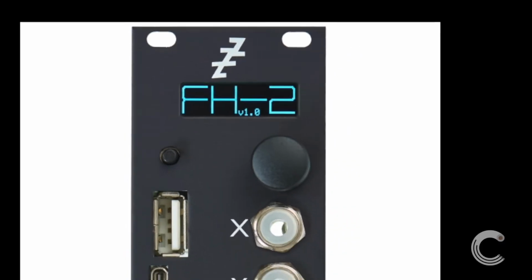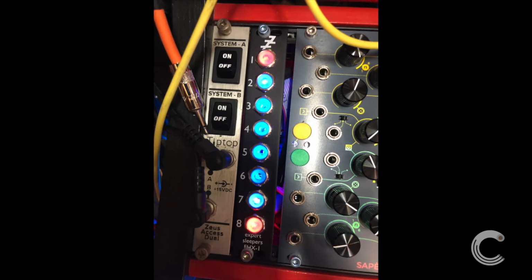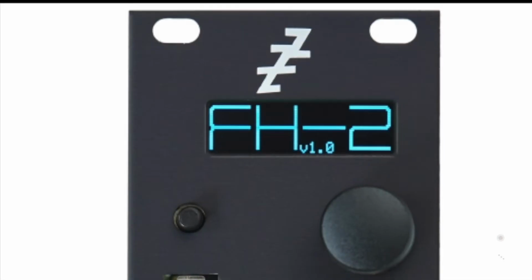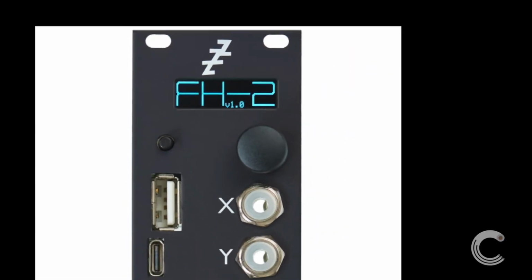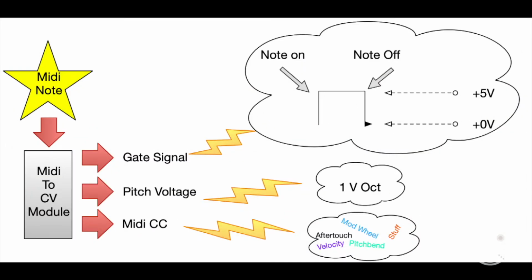Now in my system, I use the Expert Sleepers FH2 and 2 additional expanders. The FH2 is extremely flexible and can accept most any type of MIDI message and convert it into a CV signal. MIDI in Eurorack is converted into voltages used by the various modules. A single key on the keyboard sends MIDI note on via your MIDI to CV module, and it's converted into a gate signal, while the MIDI note is converted to the 1 volt per octave pitch standard.